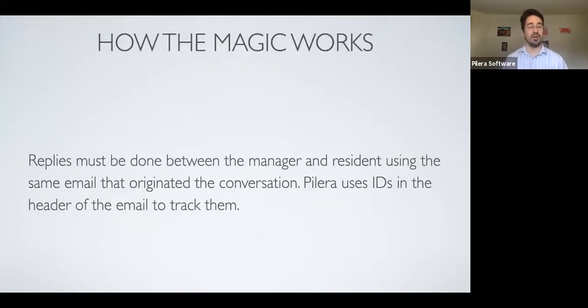So how does the magic work? I don't want to get into the nitty-gritty details, but it does help you to understand kind of how the system works. So when an email goes out, there is a little ID in the header of the email that tells us essentially what was the original thread this came from. And then when we associate that with the manager and the user emails that are part of the conversation, we can kind of figure out where the email happened.